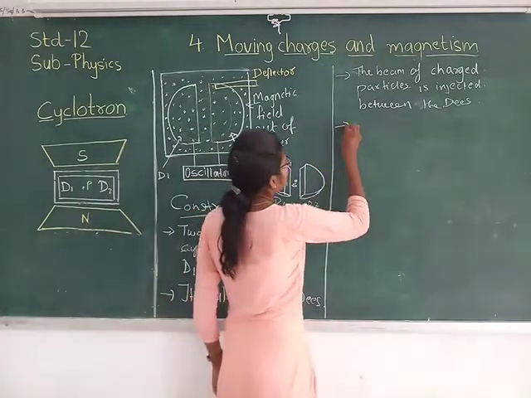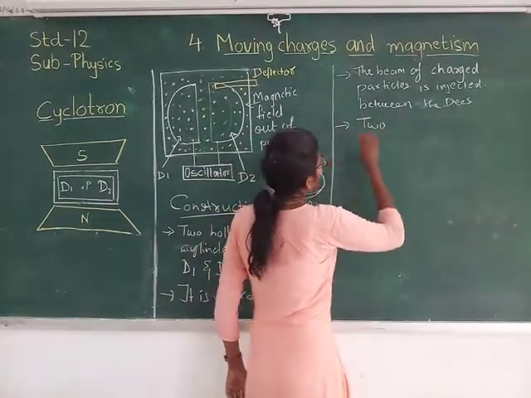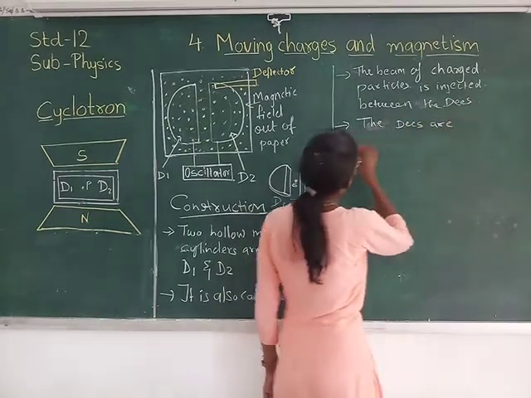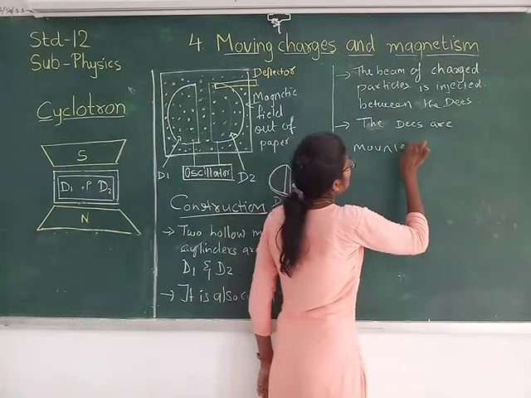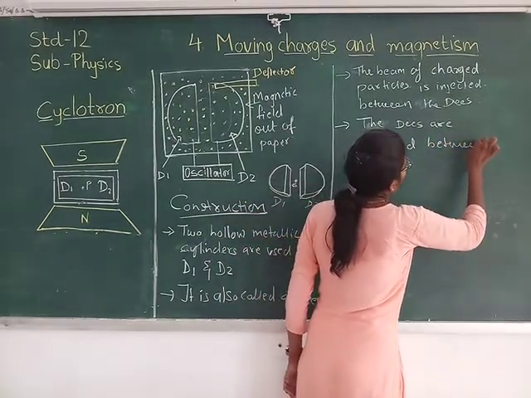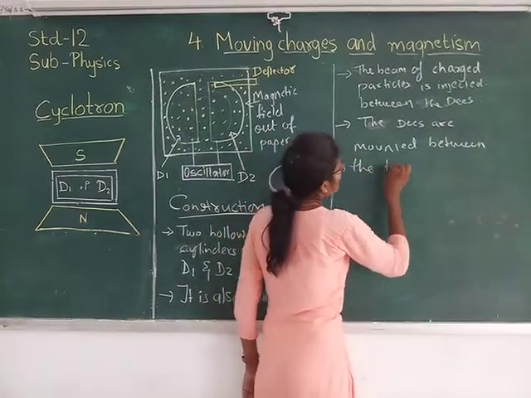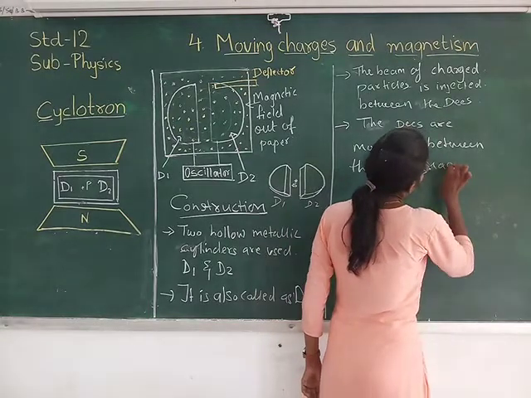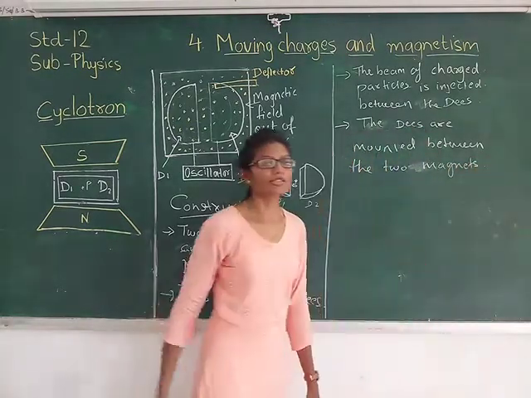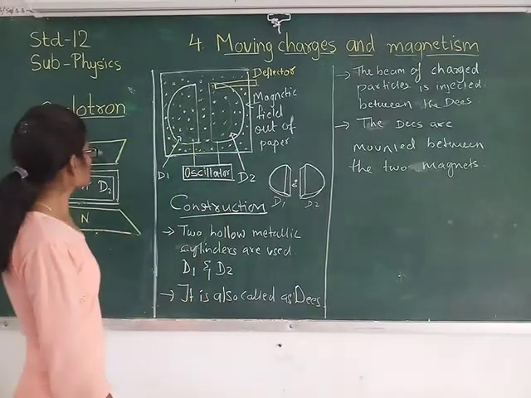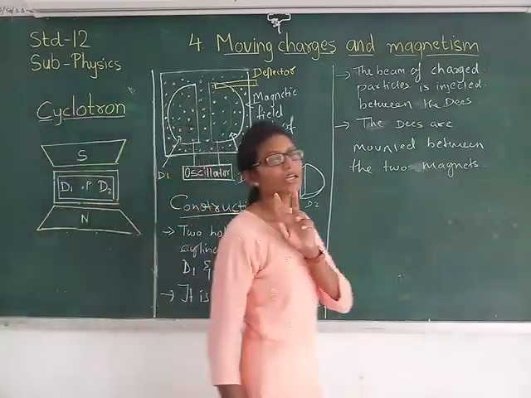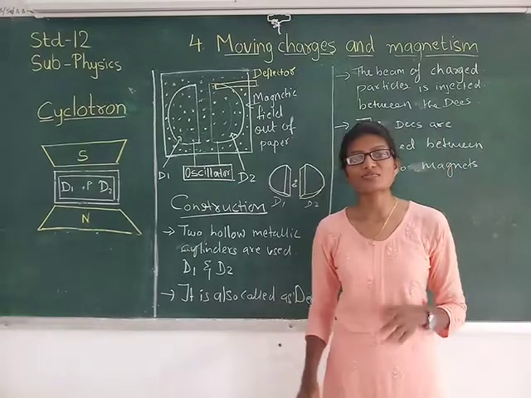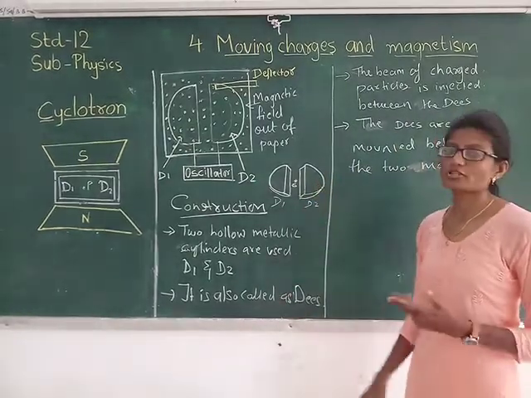So next what we are having, these are mounted between two magnets, right? Okay, so this is the construction. We are having the two metallic hollow cylinders, right? D1 and D2. And why is it called this? Because of its shape. It is of the shape, so it is called this.